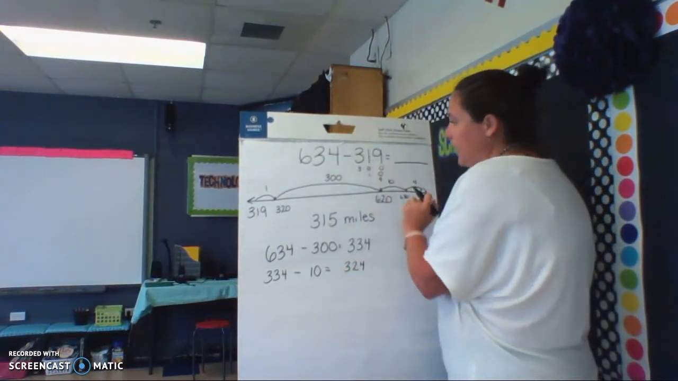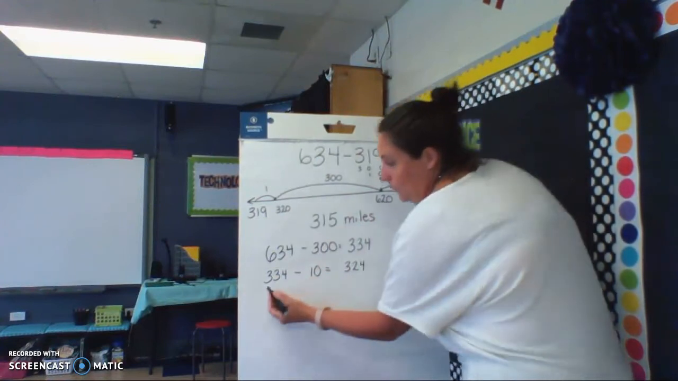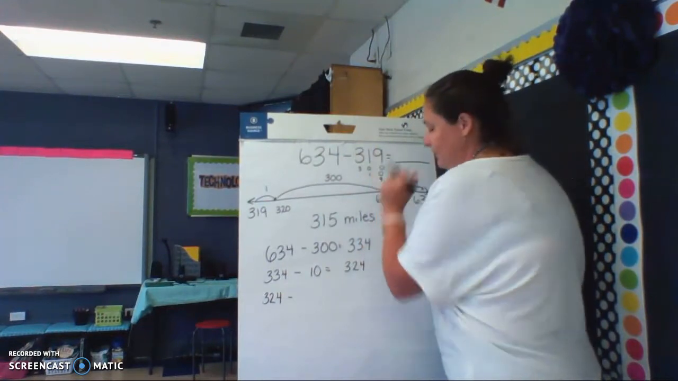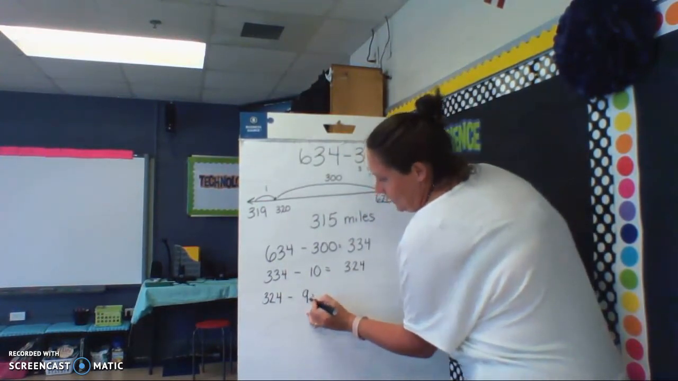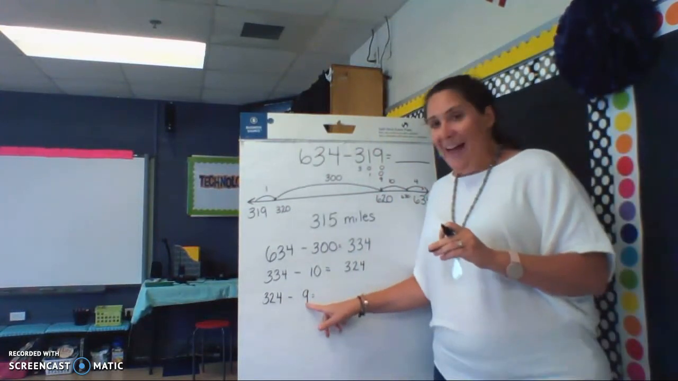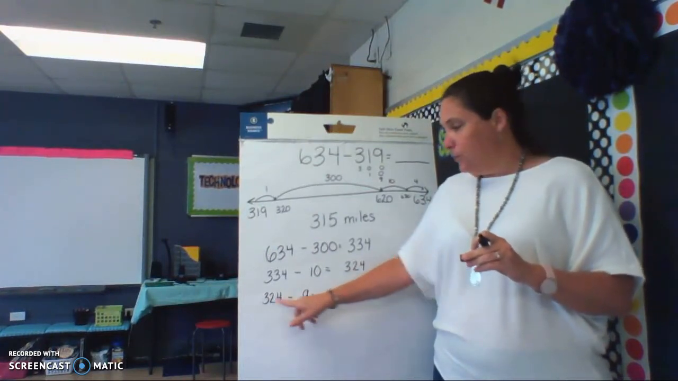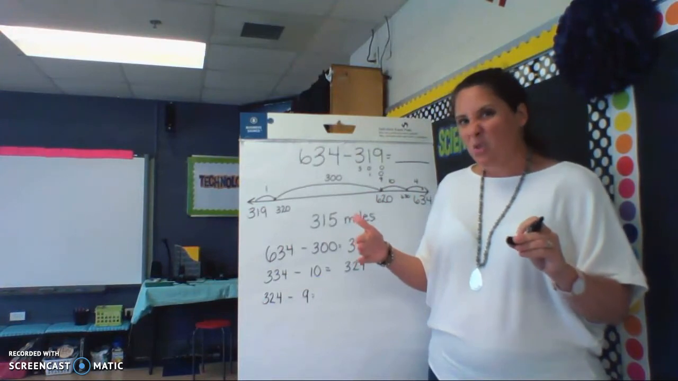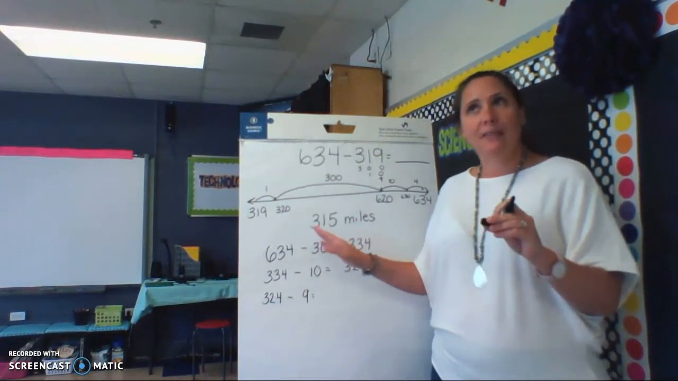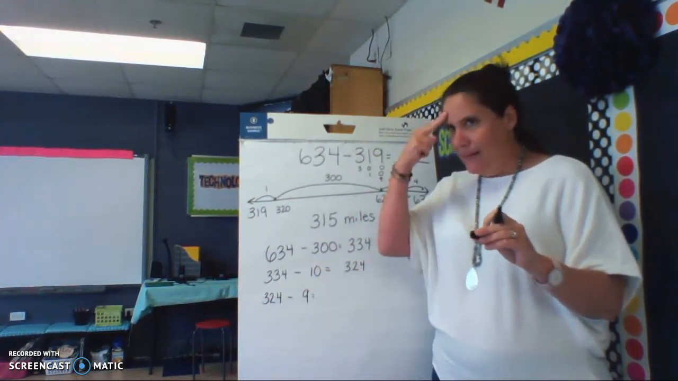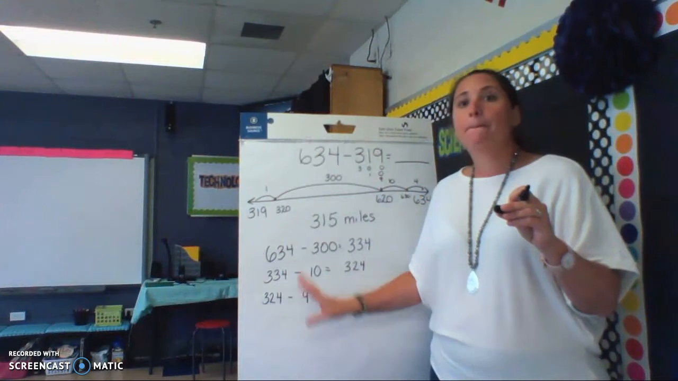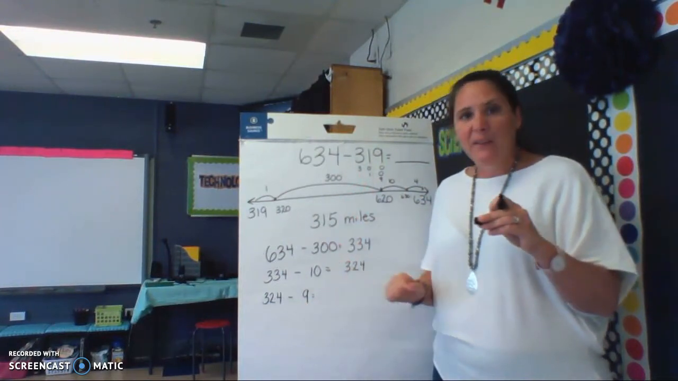Now we've taken care of the tens place. Now we have to do the ones place. So we're going to say 324 minus 9. Now, some of you might be like, well, that's kind of hard for me to do. Well, couldn't you turn that 9 into a friendly number like 10 and say 324 minus 10, that's 314, and then add back the number that you took away. So we could say 314 plus the 1, and that would give us 315.